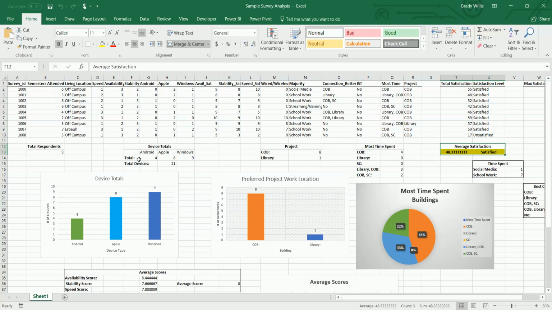Another interesting point of analysis is we did the device totals. We broke it down by each person, and out of just 9 people, there were 21 different devices.